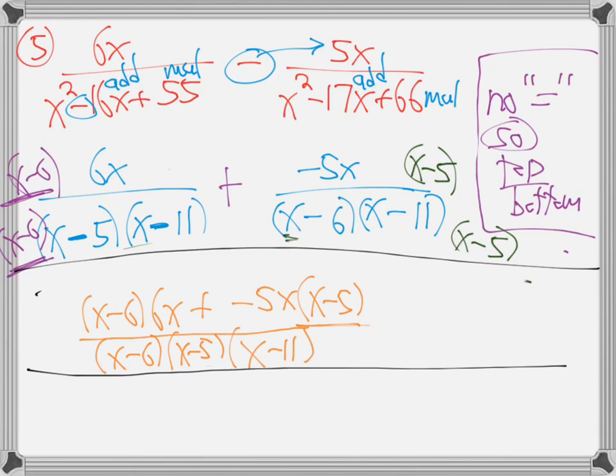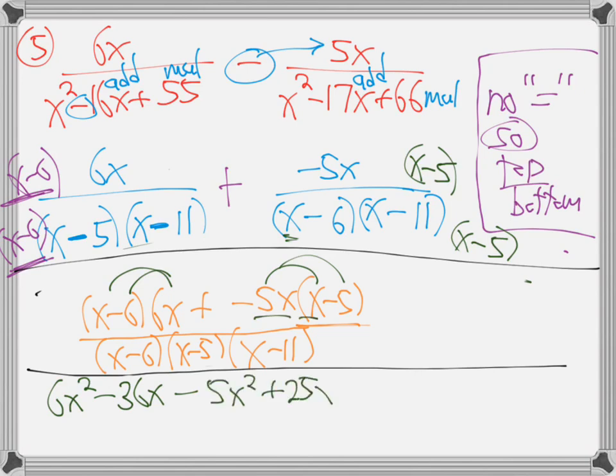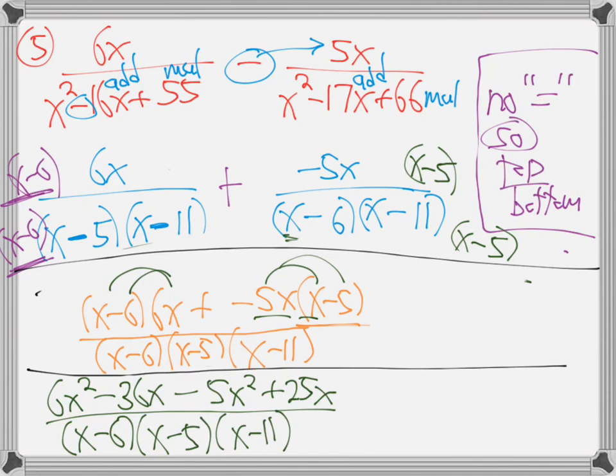And now what do we do? We're done with the bottoms at this point. Once you've got a common denominator, you're done with the denominator. That was the whole goal for the denominator. Now all of our work is on the top, isn't it? On the top now, I distribute. So I get 6x squared minus 36x, huh? Minus 5x times x minus 5x squared plus 25x over x minus 6, x minus 5, x minus 11.